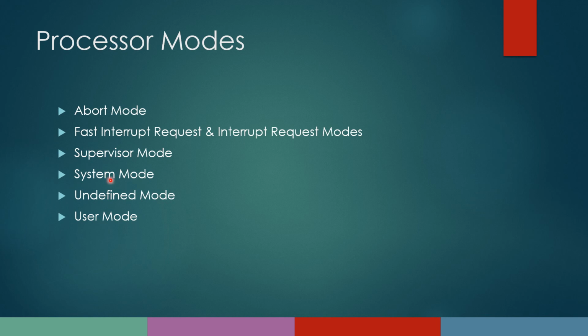Then system mode is a special version of the user mode that allows full read or write access to the CPSR. Undefined mode is when the processor encounters an instruction which it does not support. That is, it is not a correct instruction, or it is not supported by the implementation, so it is called undefined mode. User mode is used for user programming, user applications, etc. It is called user mode.